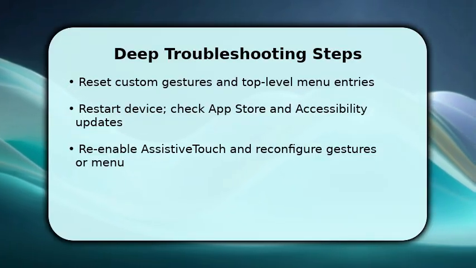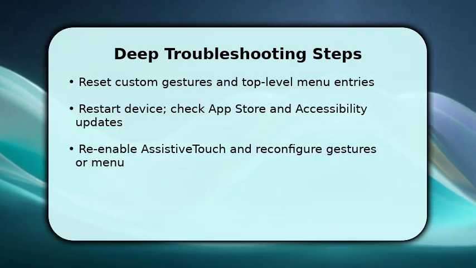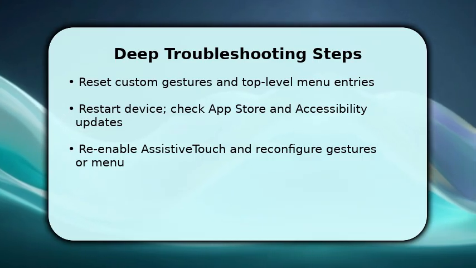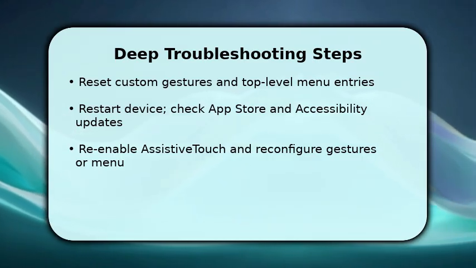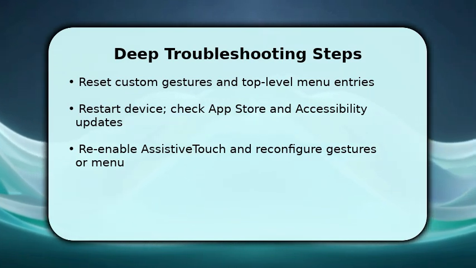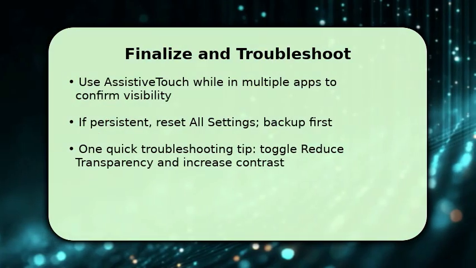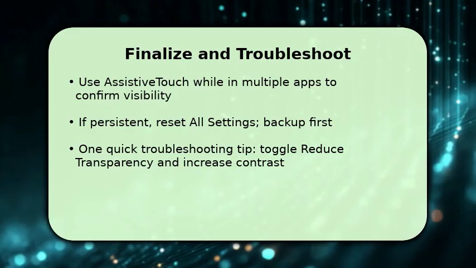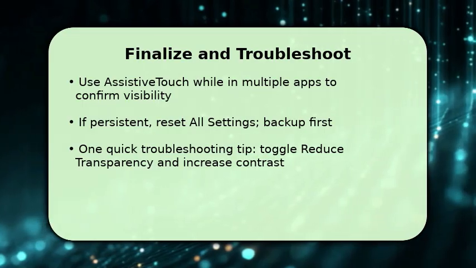Once the phone boots, re-enable Assistive Touch and rebuild only the gestures and menu items you need, so the feature initializes clean. Finish by validating Assistive Touch across several apps, including the App Store, to ensure the floating button appears and responds. If problems persist, back up your device and perform Reset All settings.